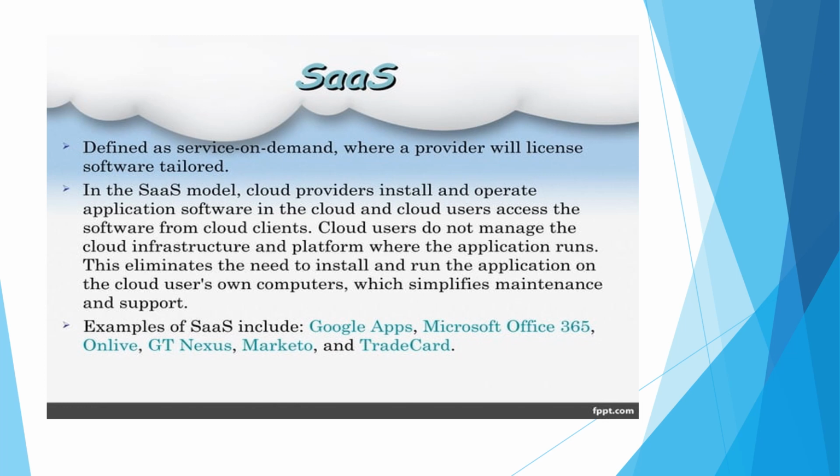In the software as a service SaaS model, the cloud provider installs and operates application software, which can be accessed from the cloud client. So users do not manage the cloud infrastructure and platform where the application runs. It is limited to installing and running the application, with specific computing and management for support.